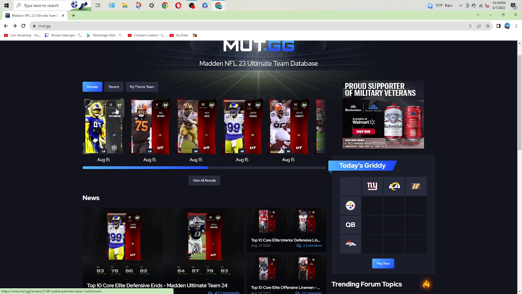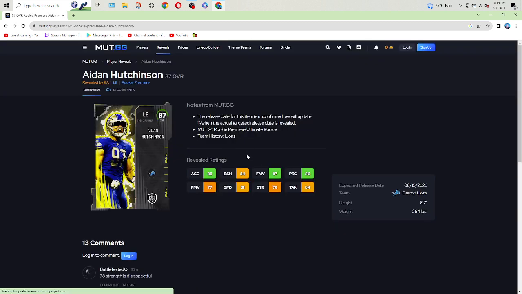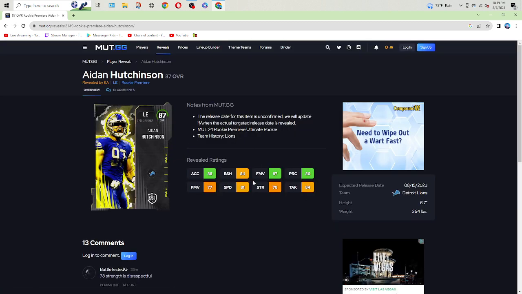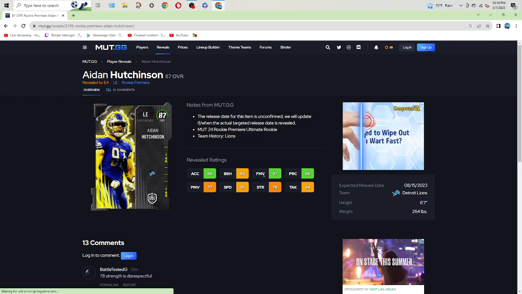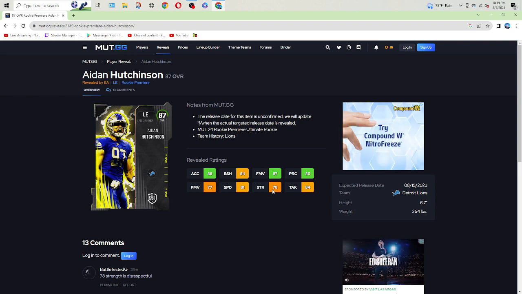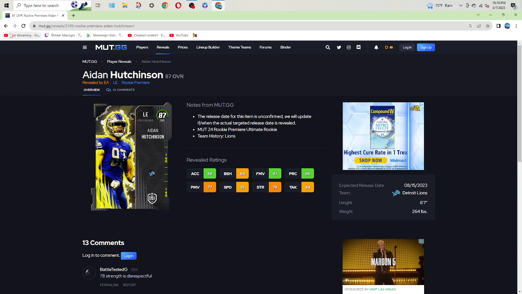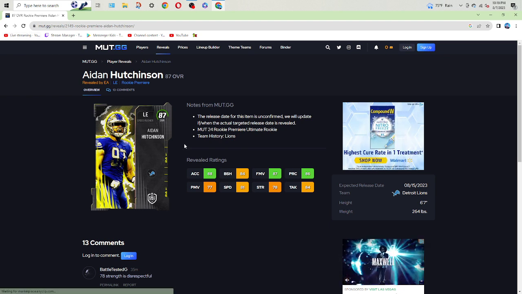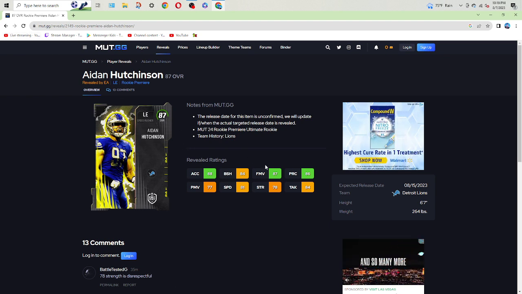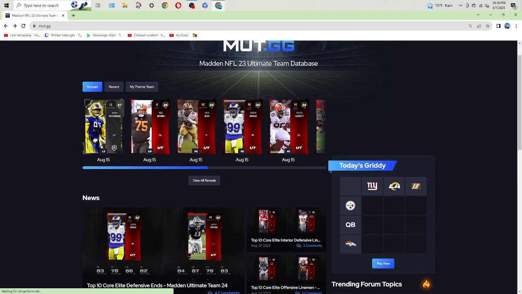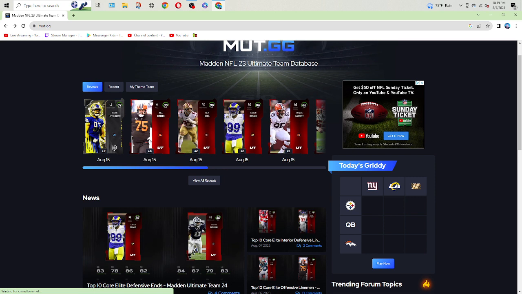So number one, as we can see, Aidan Hutchinson, obviously the rookie premier. He's got kind of okay stats, so not what I would have liked. Also 78 strength. But if you guys look, 81 speed, 80 acceleration, 87 finesse, 86 press coverage, 77 power moves, 78 strength, 84 tackle, 84 pursuit. Decent stats, but again, I'm just going to sell him right away. I think that's what most people are going to be doing. I think he's going to be going for a million coins or more.